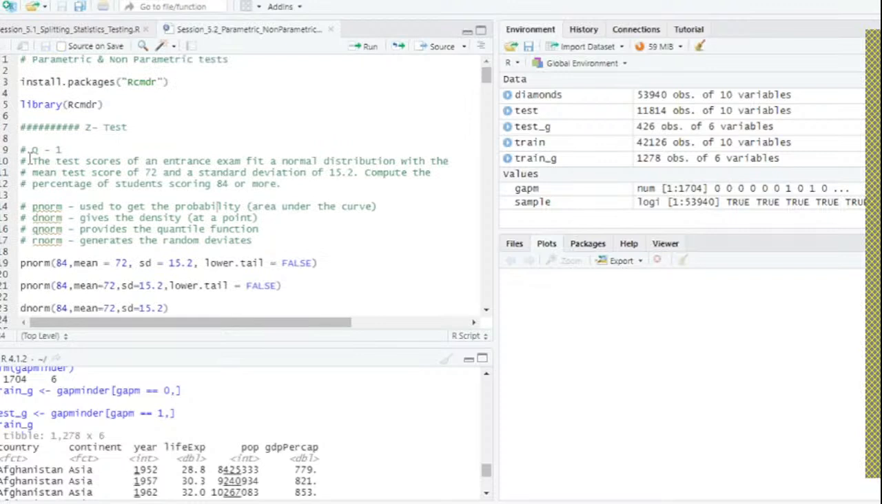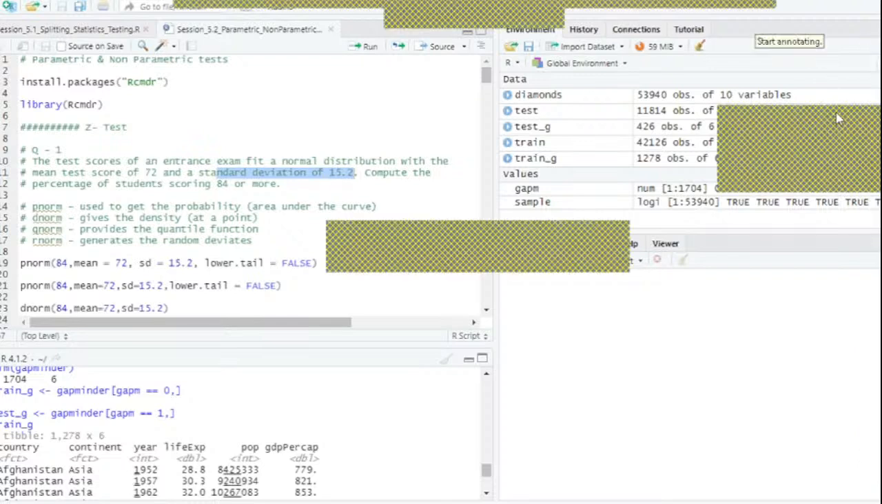Okay, so let's see this question. The test scores of an entrance exam fit the normal distribution, right? So when there is a normal distribution with a mean test score of 72 and a standard deviation of 15.2, compute the percentage of students scoring 84 or more.